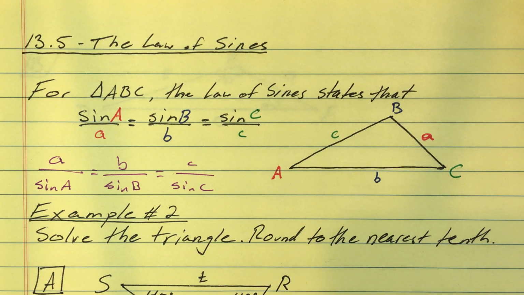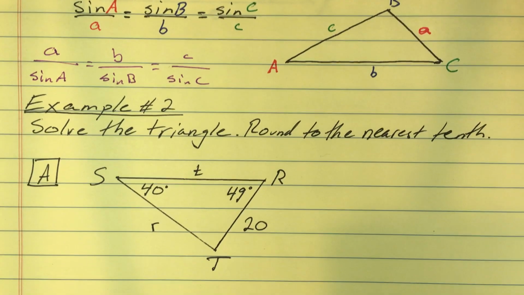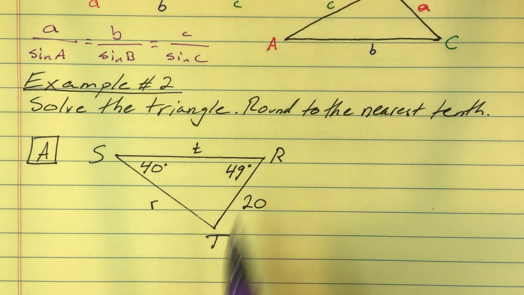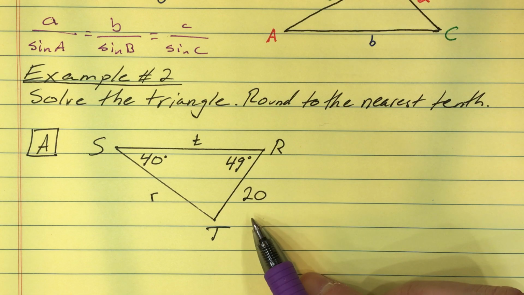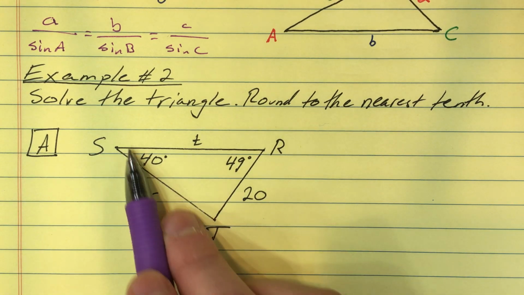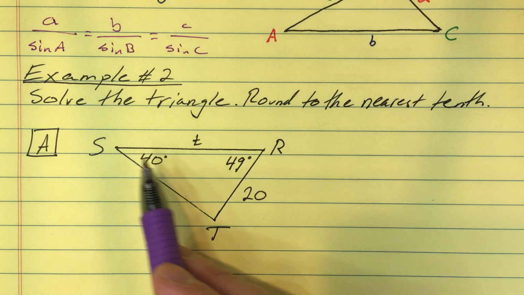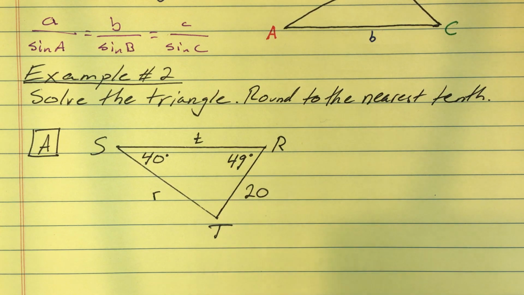So we're going to do example 2. We're going to skip over the area of the triangle for this section. We're just going to go to using the law of sines itself. So example 2, solve the triangle, round to the nearest tenth. Right now what we have is this triangle SRT, and it gives us one of the side lengths. Here it's giving us side S. I know it's S because it's across from that angle. And it's also giving us angle S, 40 degrees, and angle R is 49 degrees.